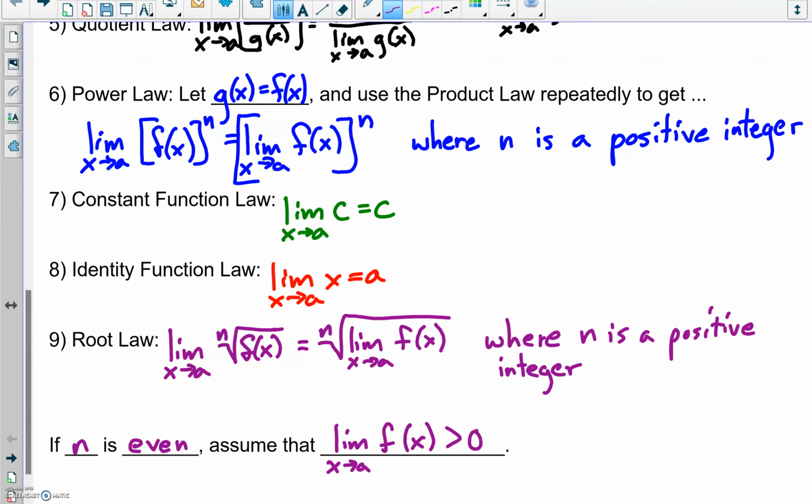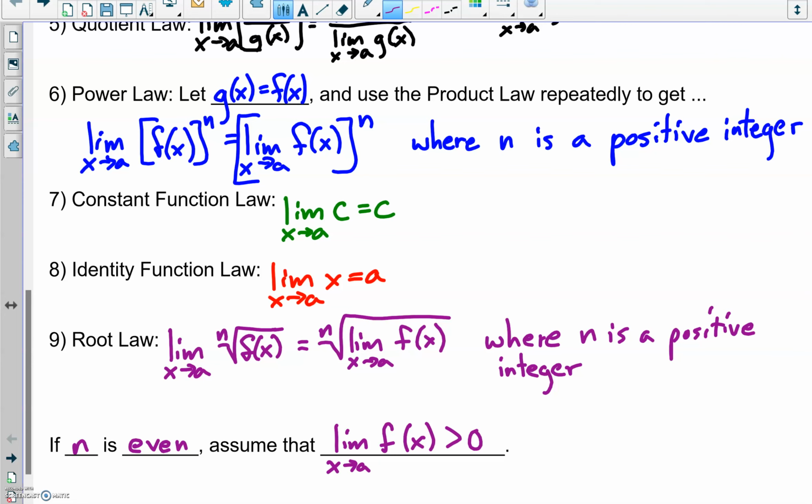And then last but not least, the root law, kind of a play on the power law in a sense, where instead of taking it to a power, we're now applying a root, but same basic idea. If you want to find the limit as x goes to a of the nth root of a function, you can just take the limit of the smaller piece, the function underneath, and then take the nth root of that.